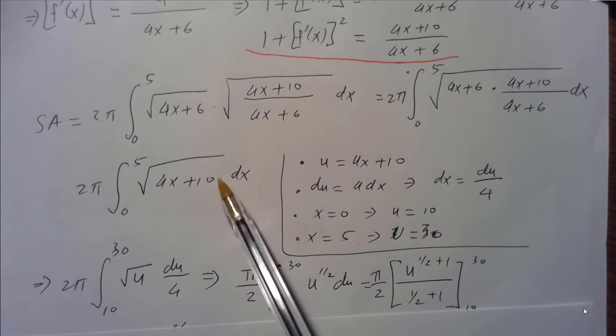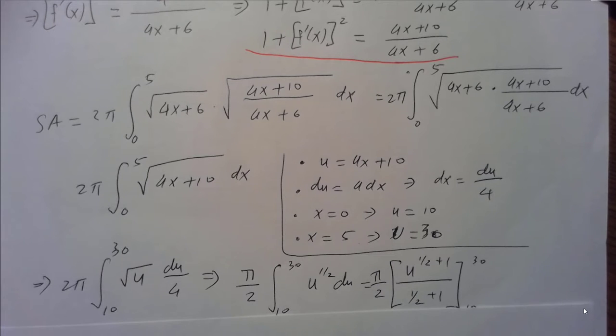And the radical term is now square root of u, dx is du over 4, and the 2 pi stays on the outside. Now you can simplify: the 2 and 4 cancel, so only a 2 stays at the bottom, with the pi. The square root of u is just u to the 1/2, du. Using the power rule, we add 1 to the 1/2 on the top, and then divide by the same thing, and keep the 2 on the outside, right? And then evaluate the answer from 10 to 30.